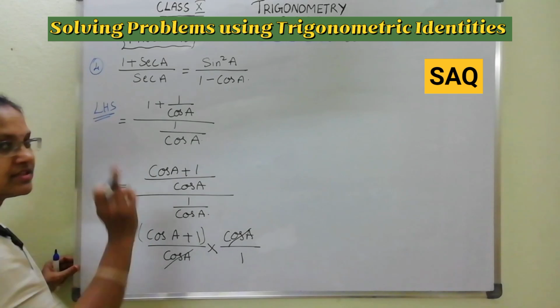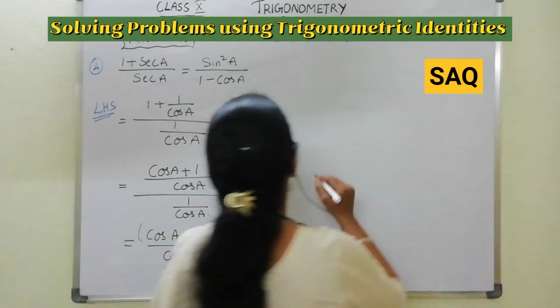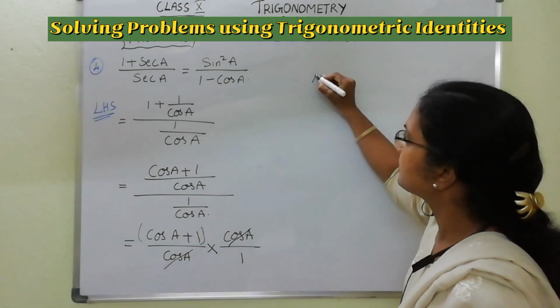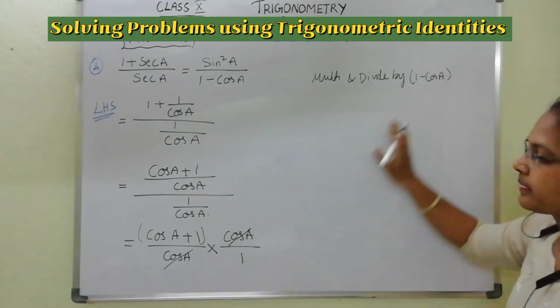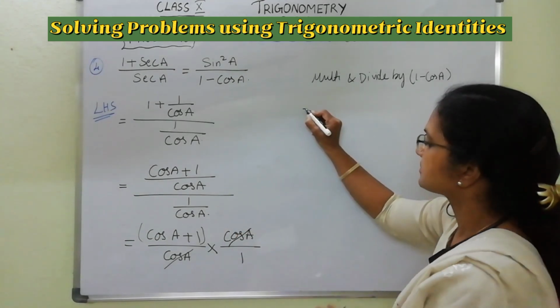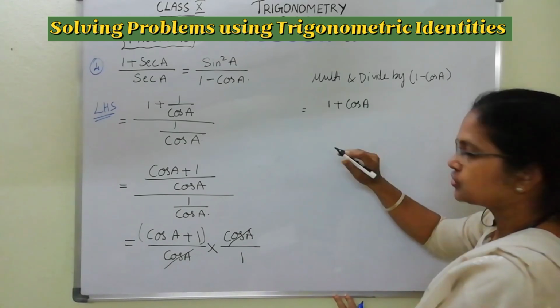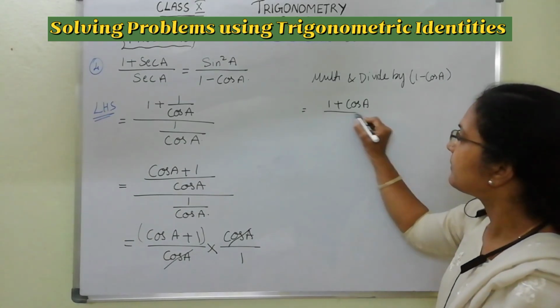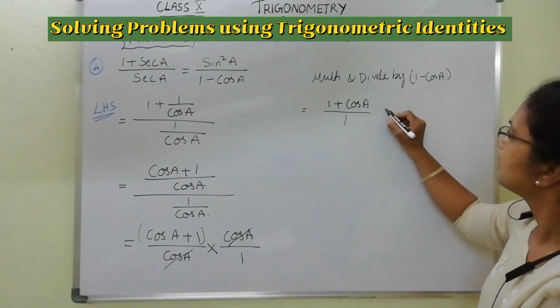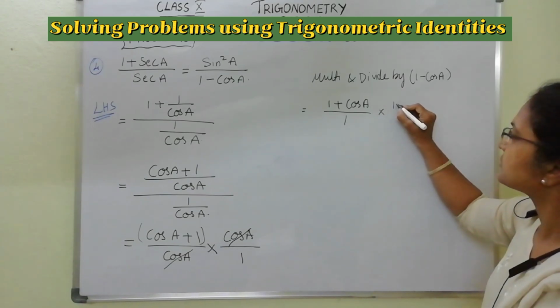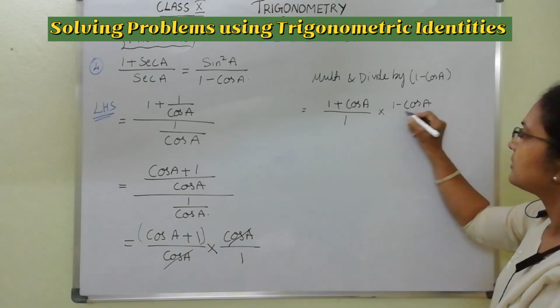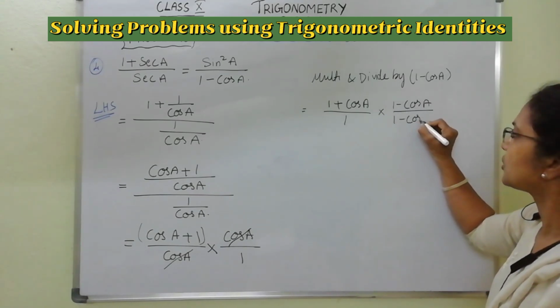Now we need to get this RHS. So we will be multiplying and dividing by this one. I can write it as 1 plus cos A to make it easy for us, by nothing is there, so 1. I'm multiplying and dividing with this one, so 1 minus cos A by 1 minus cos A.